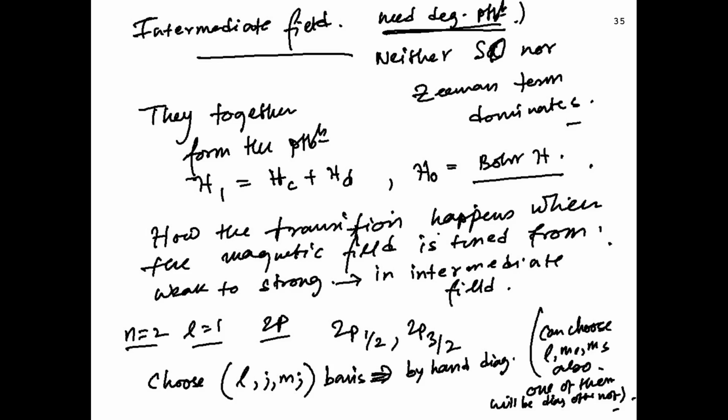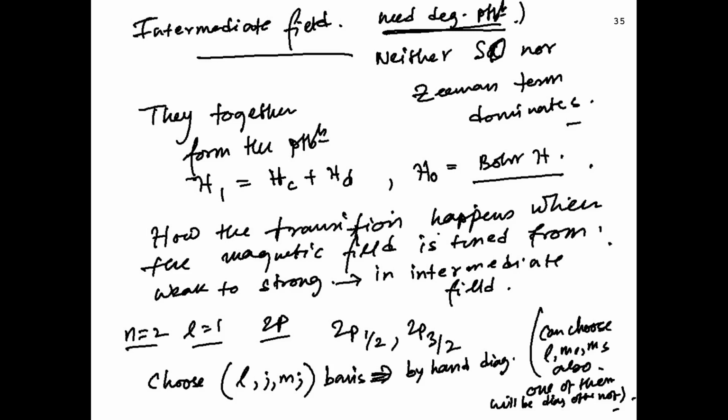So what you have to do is diagonalize it by hand. You have to diagonalize the full problem; you cannot use this series expansion form. Let's see how to do that for n equal to 2, and n equal to 2 means L equal to 1 or 0. So let's set L equal to 1, the 2p levels.